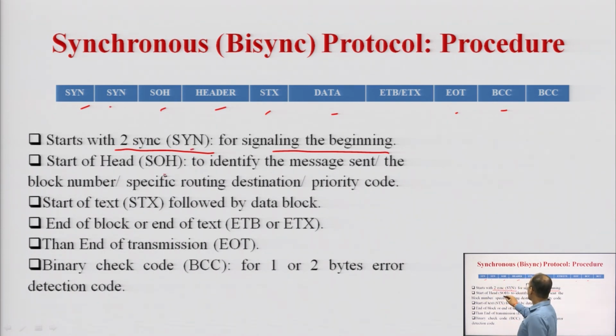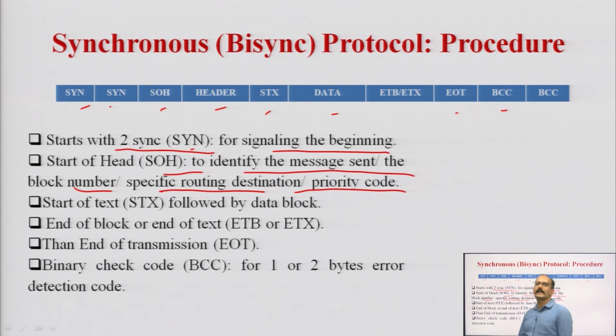then the start of header to identify the message sent, the block number, the specific routing destination, and priority code, meaning the start of header carries the complete address of the information, the address of the receiver destination, and that may be some specific route that is going to be followed or something else. Then the start of text, followed by the data block, which has all the data, and the start of text shows that now the data transmission is starting.